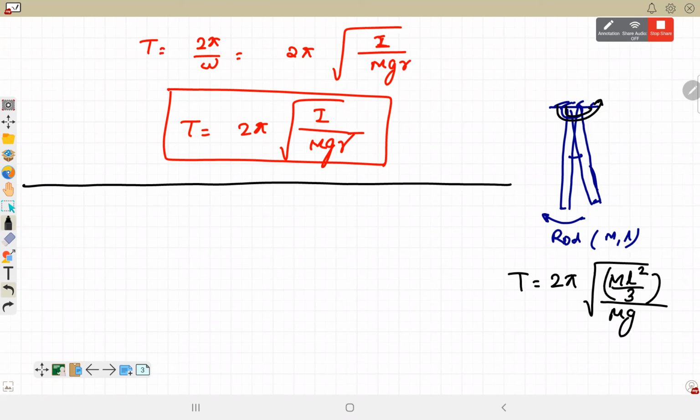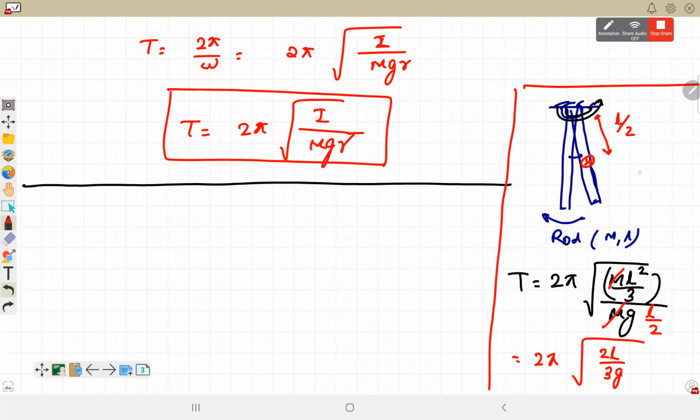Divided by mgr. Center of gravity is exactly at the midpoint. So the distance from the point of suspension to the center of gravity is L by 2. So in one single step, m gone, L gone, you get 2 pi under root 2L by 3g. This is the time period of oscillation of this rod. Understood?